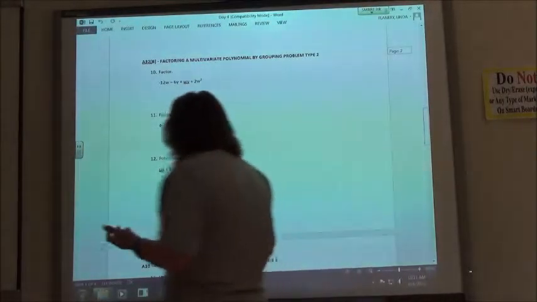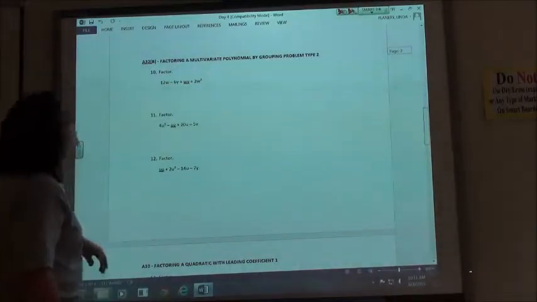So 10, 11, and 12, when I'm factoring these ones by grouping, normally I like to either put them in descending order or at least start with the one with the highest exponent. Not that you always have to do that, but it gives you a way to figure out, well, where in the heck should I start? Because I could start here, but it's not necessarily going to work.